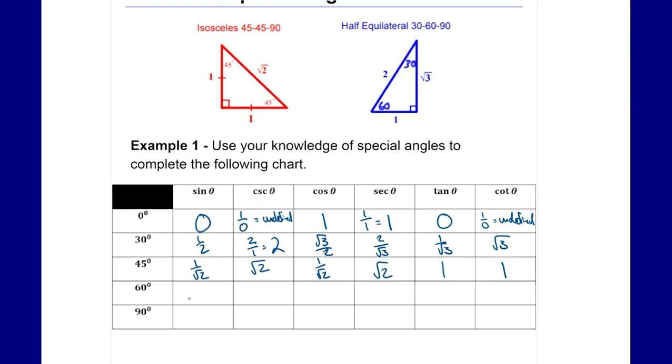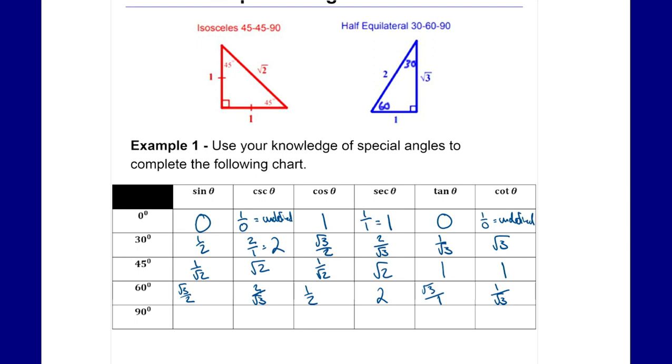For 60, sine of 60 is opposite over hypotenuse, or root 3 over 2. So the cosecant is 2 over root 3. Cosine is adjacent over hypotenuse, or 1 over 2. Secant then is 2 over 1, or 2. Tan is opposite over adjacent, root 3 over 1. So then the cotangent is 1 over root 3.